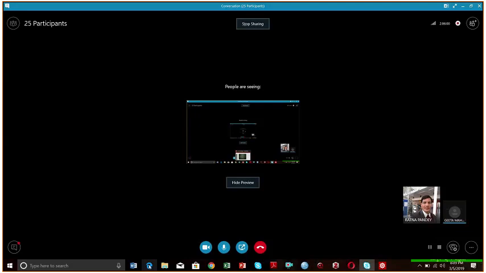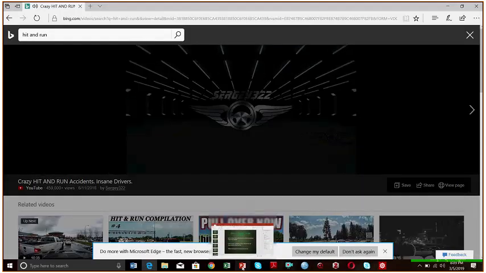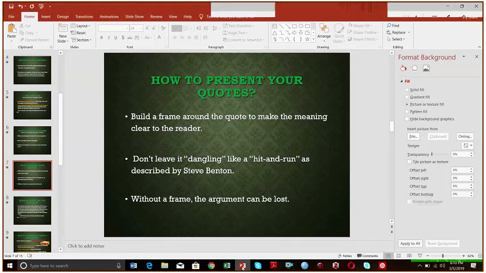Here one of the cars is involved in an accident. For the word hit and run, I have shown a video, and one of the teachers, Steve Benton, also calls these hit and run quotations, likening them to car accidents in which the driver speeds away and avoids taking responsibility for the dent in a fender or smashed tail lights, as in the video here. So we should not leave it dangling like a hit and run, as described by Steve Benton. We should take responsibility or explain, since without the frame, the argument can be lost.